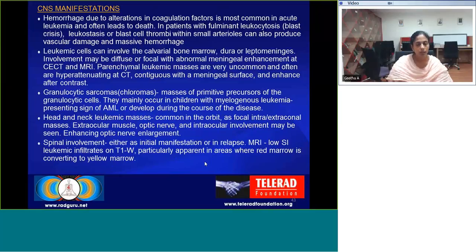Enlarged optic nerve with enhancement is seen on imaging. Spine is involved either in initial manifestation or in relapse. On MRI, low signal intensity leukemic infiltrates on T1 are seen, especially in areas of red marrow that is converted to yellow marrow.